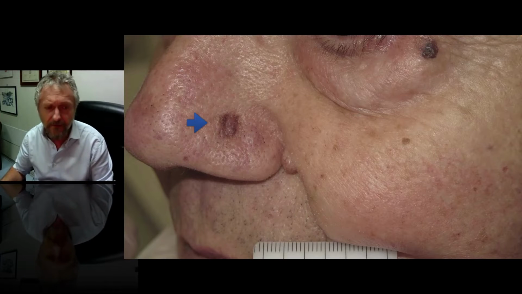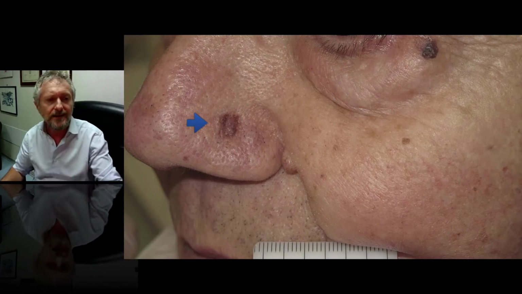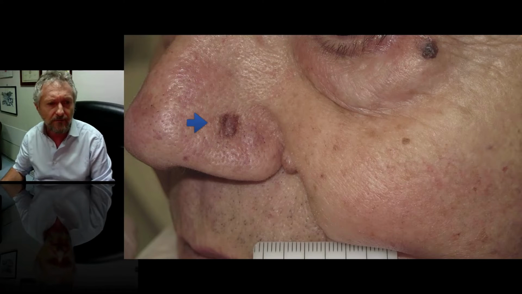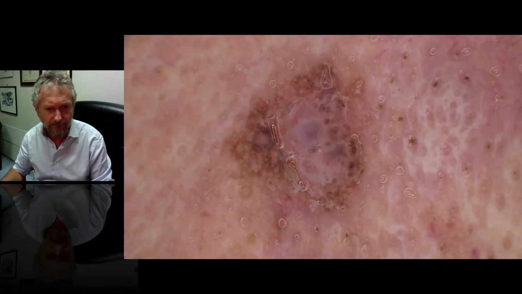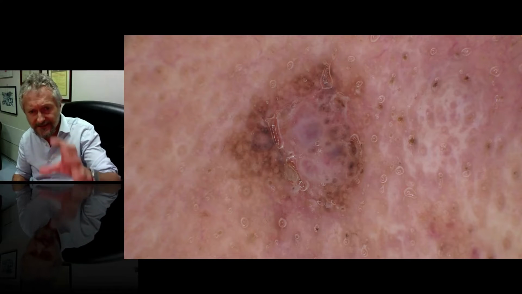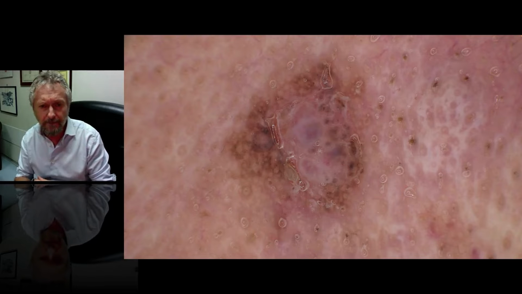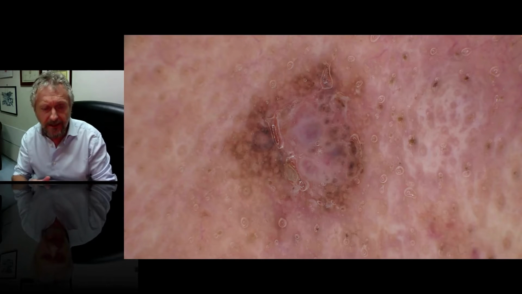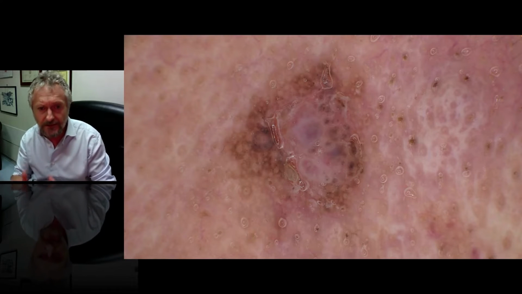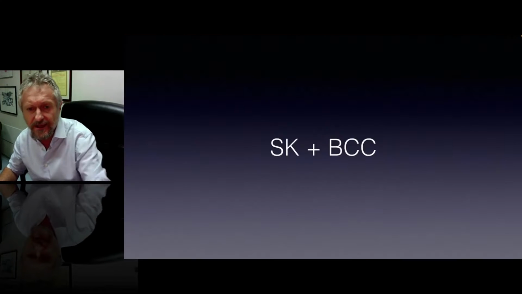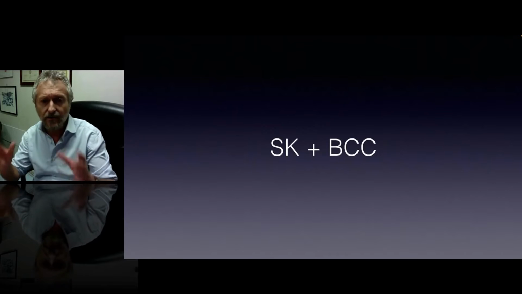The collision number one. Here is an example. As you can see here, it's a brown pigmented papule, which is showing in the center a bluish to reddish area, and at the periphery a kind of brown pseudo network. So this is one of the most common collisions that we can see in our practice. So it's a collision between a seborrheic keratosis at the periphery and a basal cell carcinoma in the center.